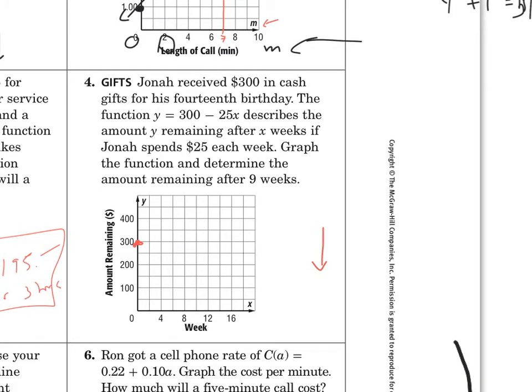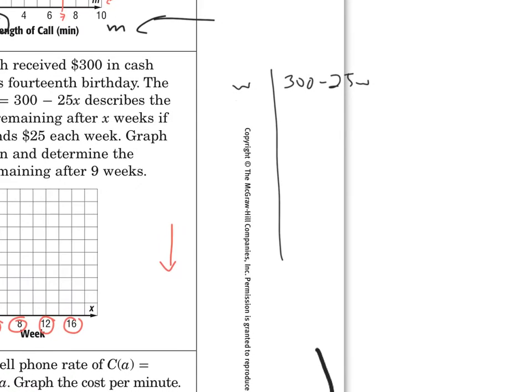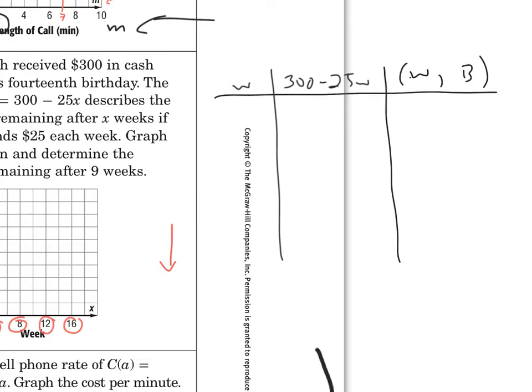And the idea is that as he spends money, the amount of money that he has goes down. They're going in increments of 4, 8, 12, 16 weeks. So we want to do our input-output table. Let me make the input-output table again. The input is weeks, it's 300 minus 25 times the number of weeks, and we get out the weeks and the balance, B. So how much money he has left after the number of weeks.